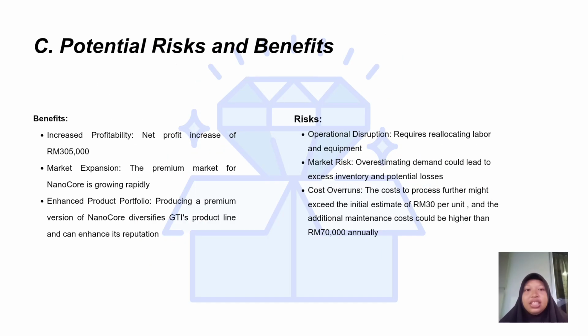This decision is not without its risks. First, operational risk. Further processing may disrupt other production lines by reallocating labor and equipment. Second, market risk. While the premium market for NanoCore is growing, there is always a risk that demand might not meet expectation. However, the benefits are compelling.